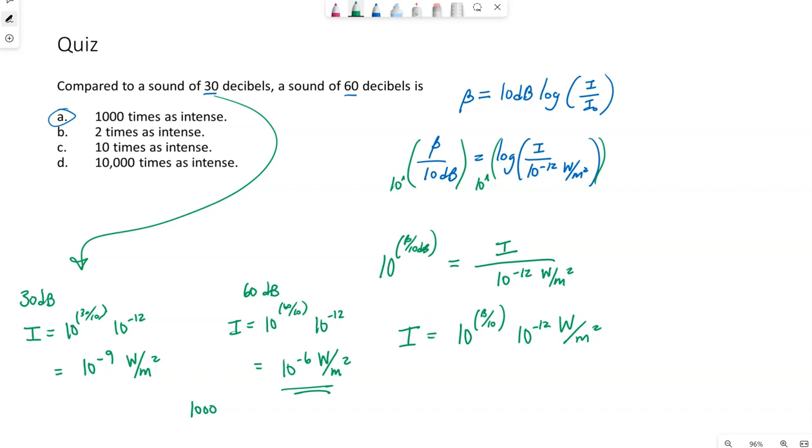So it's 1,000 times as intense. So even though the decibel level is only a factor of 2 different, the actual intensity, the watts per meter squared, is 1,000 times different on this logarithmic scale.